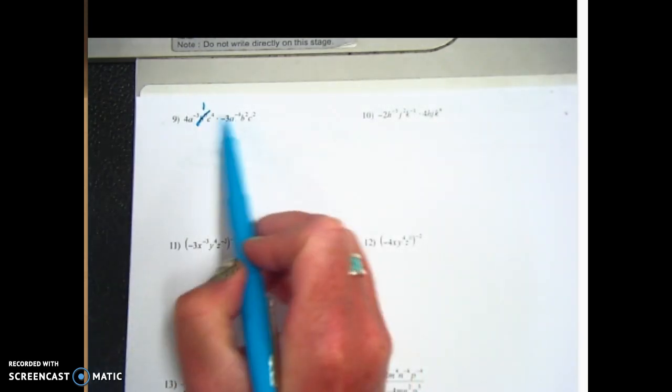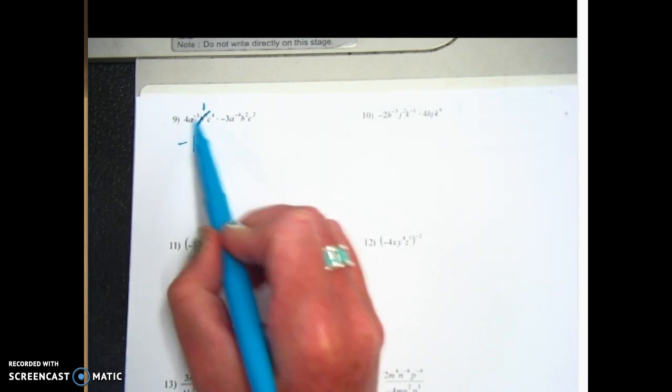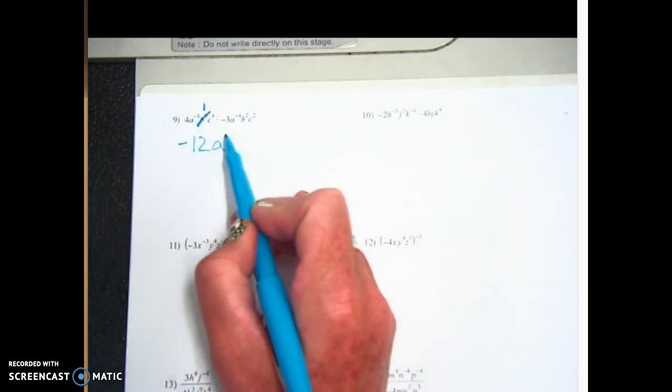I'd start with the coefficients, so 4 times negative 3 is negative 12. Then my a's, I'm going to add those exponents. Negative 3 plus negative 4 is negative 7.